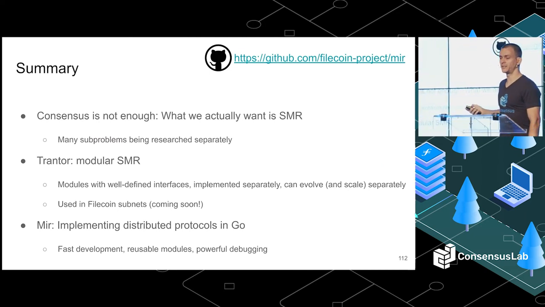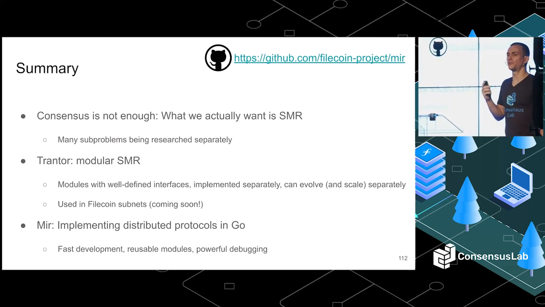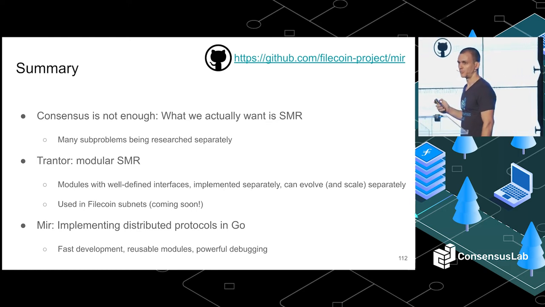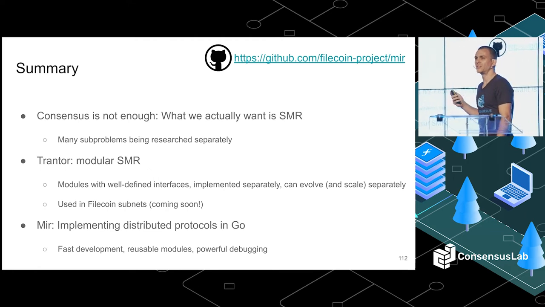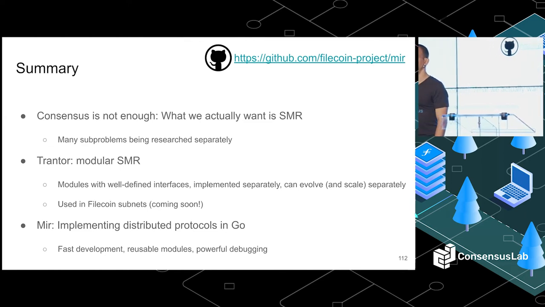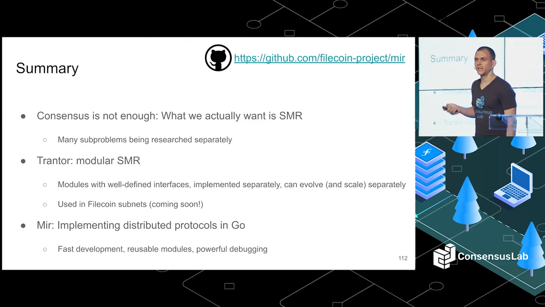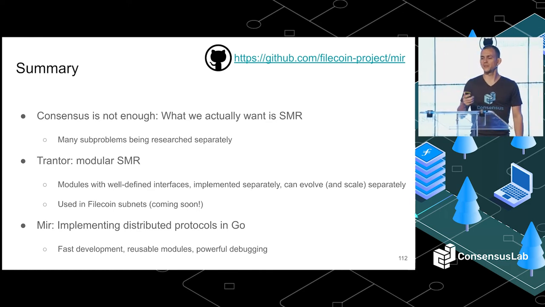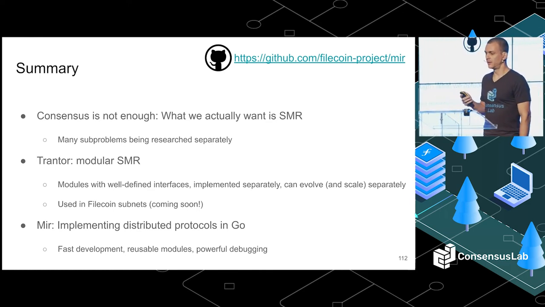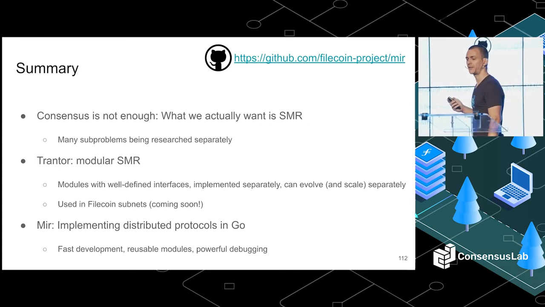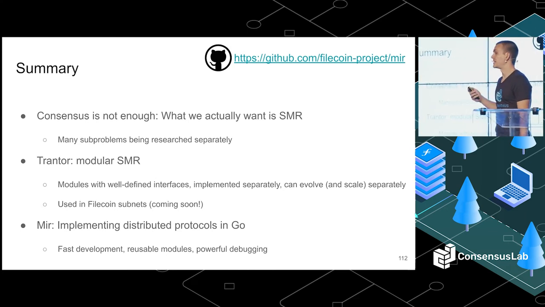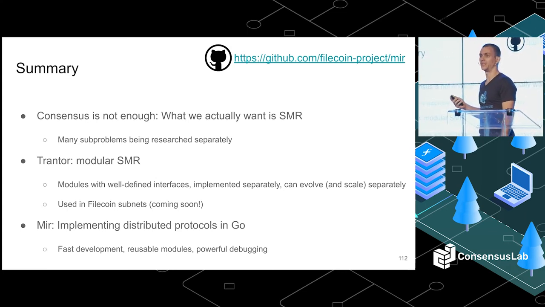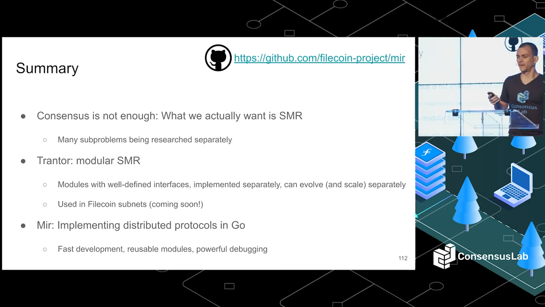All right, so to summarize, today I was talking about three things. One is that consensus is not enough. What we actually need is state machine replication. And state machine replication needs to solve many, many sub-problems that are very often being researched and tackled separately. Then I showed you Trentor, a state machine replication system that is modular, that uses modules with well-defined interfaces that are implemented separately, that can evolve separately, that can scale separately, that can be debugged separately, and so on.